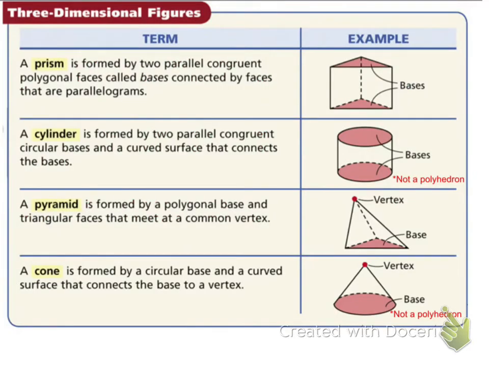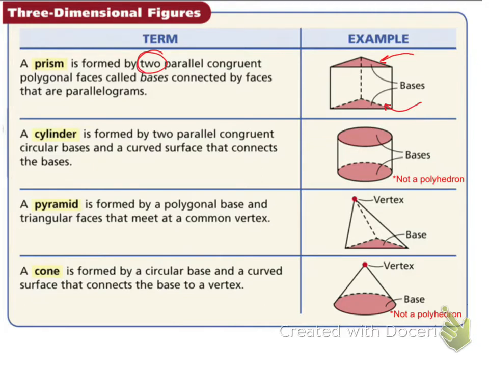Here are our kind of classifications other than our bases, how we name our 3D figures. So a prism is formed by 2 parallel congruent polygonal faces called bases. And in between those bases are parallelograms. So every prism ever has 2 bases.